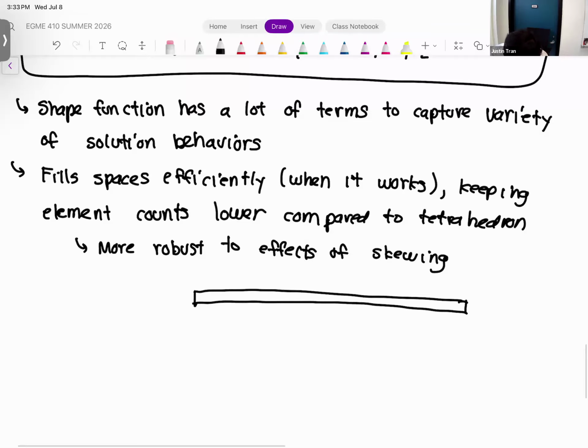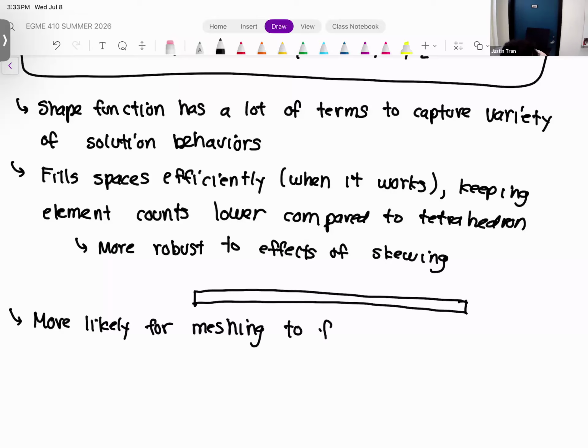Okay, but of course the downside to hexahedron elements is that it is more difficult to get a mesh, right? So you're more likely to get a failed mesh if you try to force hexahedrons. And that, of course, is because hexahedrons do not have the simplex property.